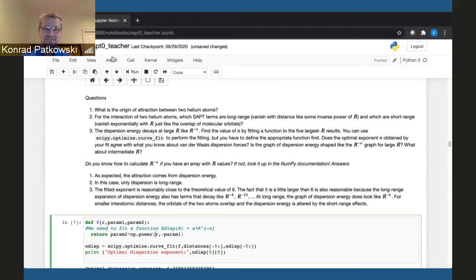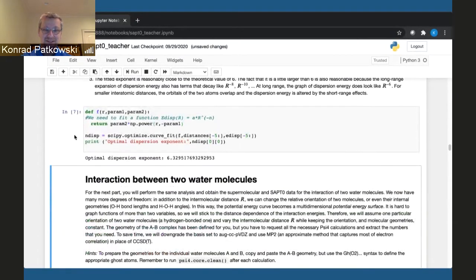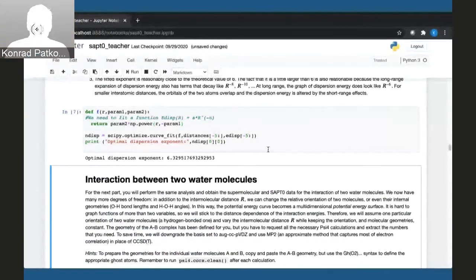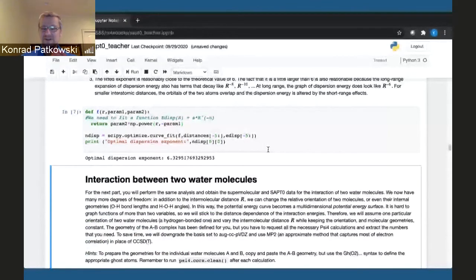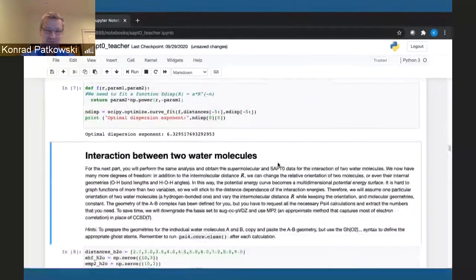So we have these dispersion energies, and we've maybe learned that the dispersion energy vanishes at long range like the inverse sixth power of the distance. So here we're just fitting the optimal inverse power of the distance to a bunch of long-range data for dispersion energy, and 6.3 is pretty close to 6, so I think that works pretty well for demonstrating what's going on in long range. So then we move on to the water molecule.